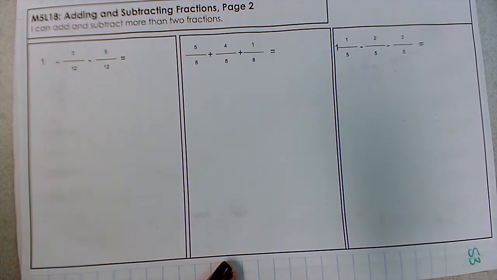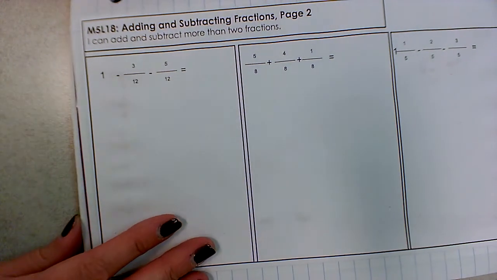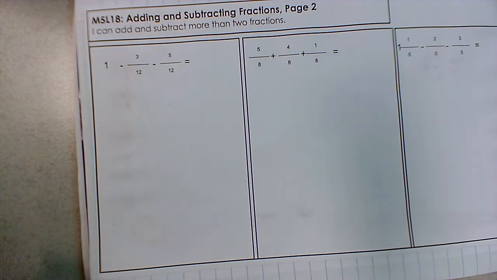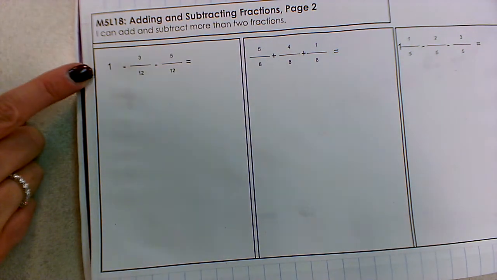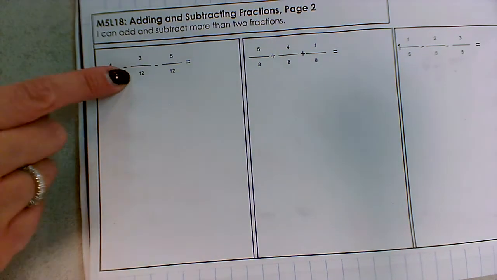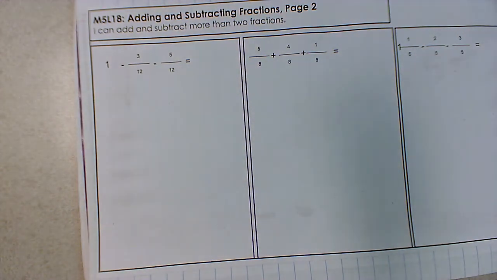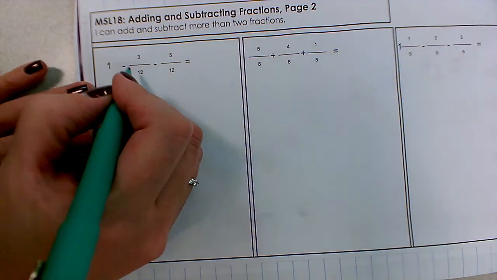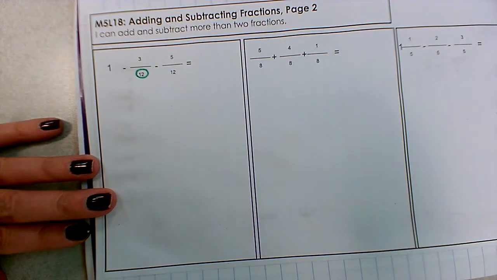Let's flip to that next page to look at some more examples. So this time I've got fractions on this one that's at least a whole or maybe more. And so I have 1 minus 3/12 minus 5/12. Now here's how I want to start. I want to rename that 1 to get it to where it looks like a fraction. And that means that I need to pay attention to what my denominator is, which is 12.